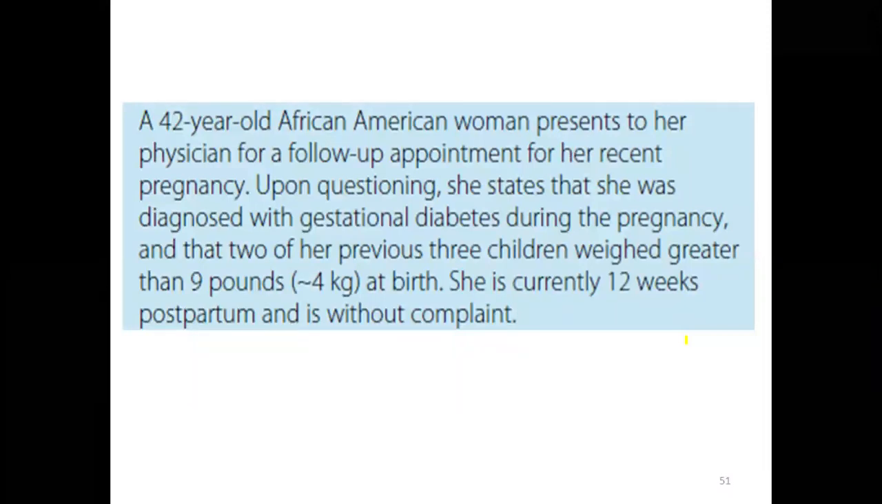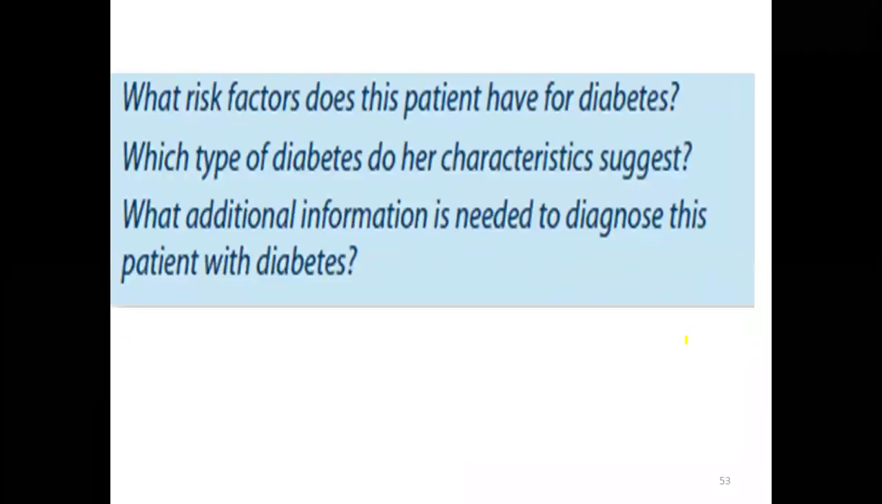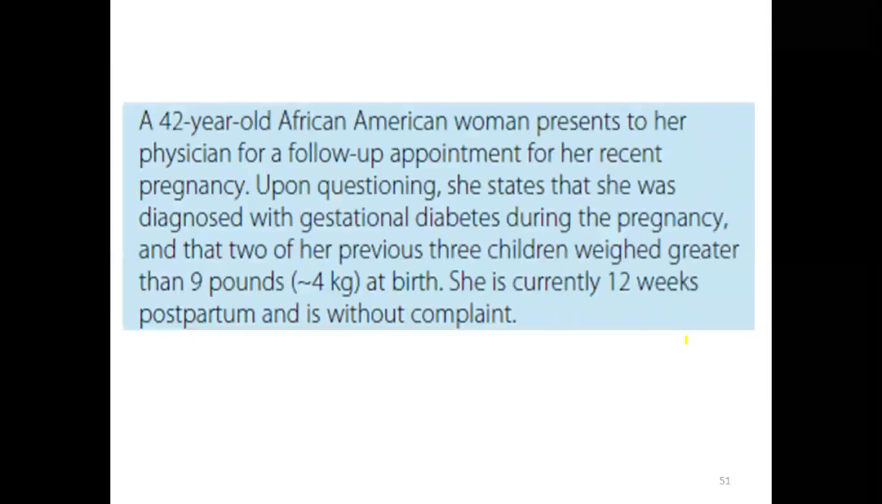So go through it for 2 minutes. How many slides? Yeah, 2 slides.